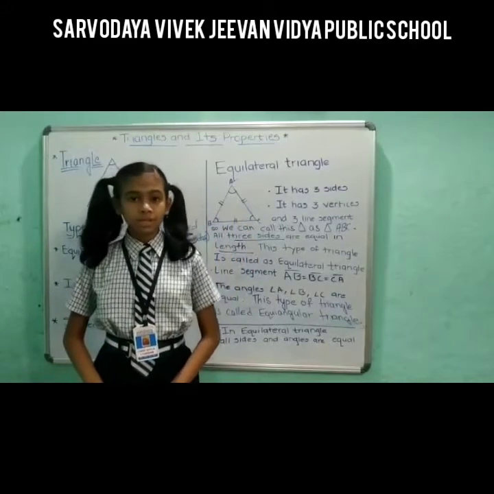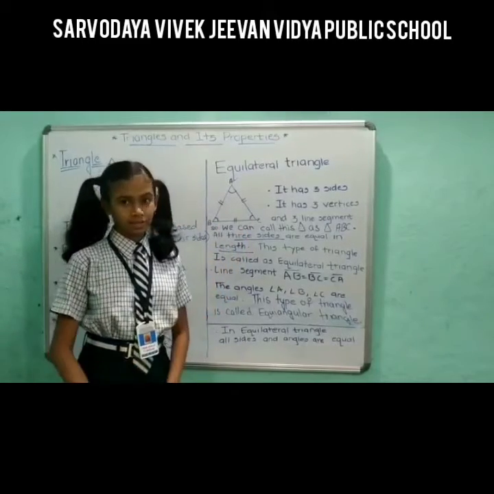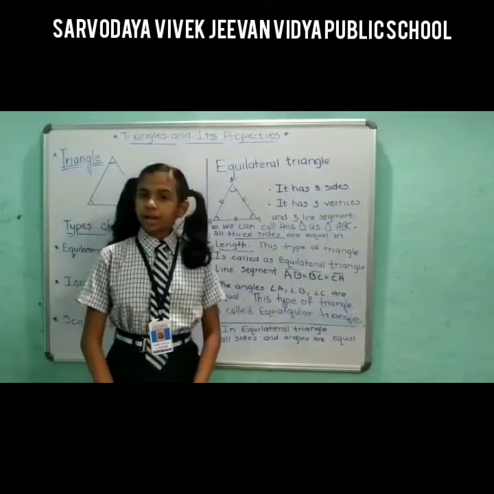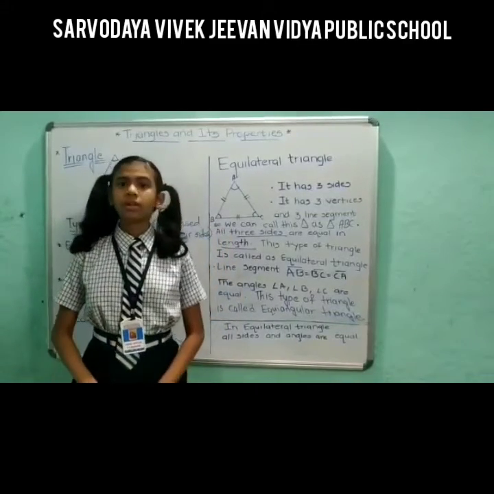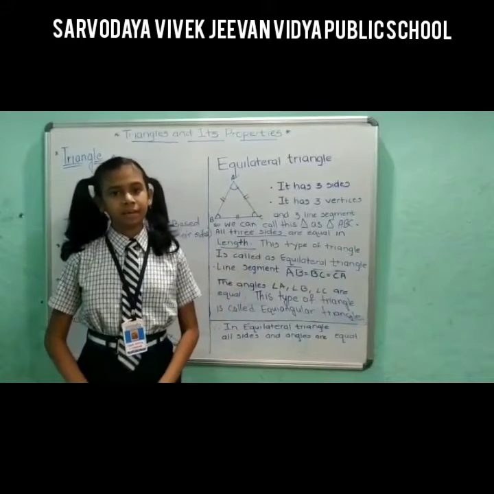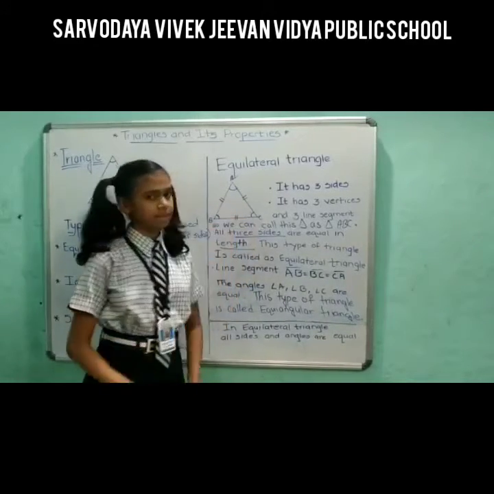If we measure all the three sides of the triangle, they all are equal. This type of triangle is called as a equilateral triangle. So we can say that segment AB equals to segment BC equals to segment CA.